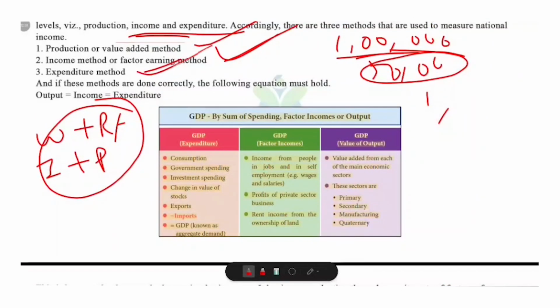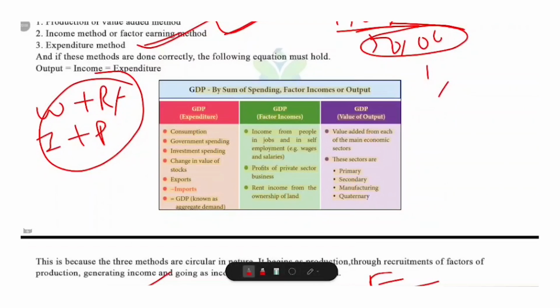Now what about expenditure method? So look, in expenditure method we are looking at the total spending on goods and services in the country. We are summing up all the expenditures, that means consumption plus investment plus government expenditure plus net exports.